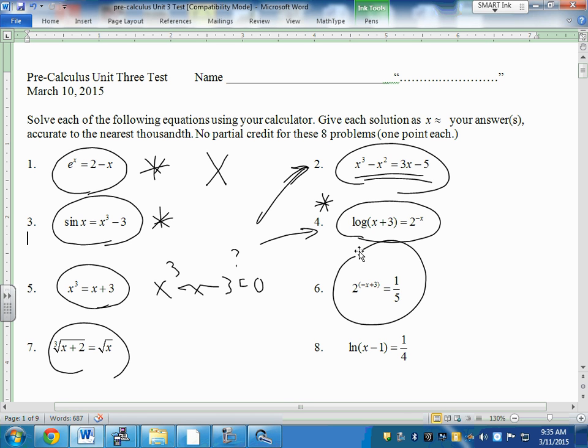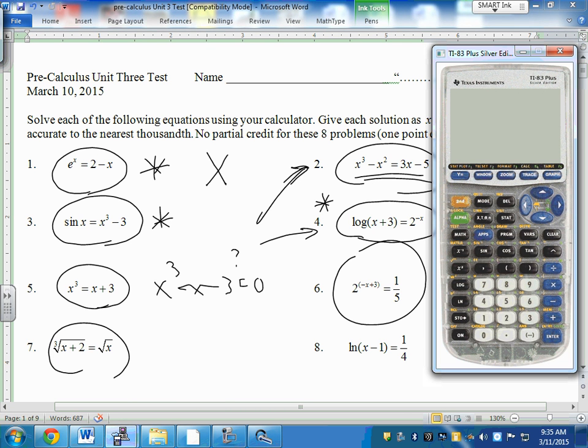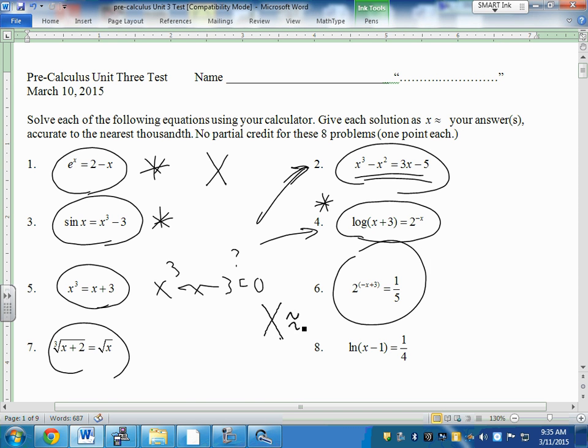We'll actually see how quickly I can do this one. 2 raised to the negative x plus 3 power minus 1/5. Zoom 6. There's the standard window. It looks like there's a 0 off there to the right. I'll find it. It's somewhere between 1 and 9. And there it is. X is equal to 5.322. So x is approximately equal to 5.322 rounding. Done. Go to the next problem.